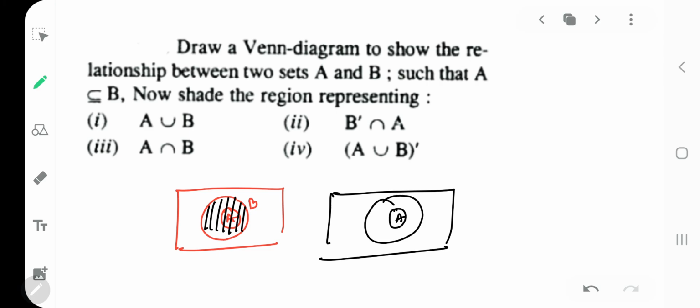Now you have to shade B complement intersection A. B complement, this is your B set. B के अलावा जो भी है, so that will be outside, B complement and intersection A. B complement और A का कोई intersection होगा ही नहीं क्योंकि B का complement is the remaining part of universal set and A is inside B, so there will be no intersection. So that will be empty set, so you do not have to shade any region.